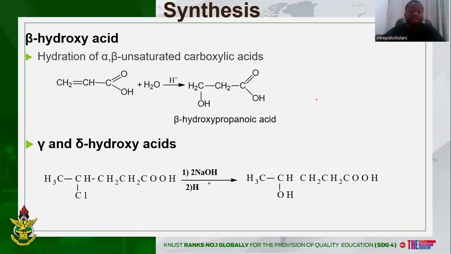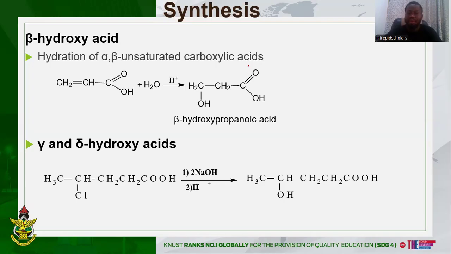Synthesis of beta hydroxy acids. So we are saying we can synthesize beta hydroxy acid by hydration of alpha beta unsaturated carboxylic acid. This is a very simple synthetic pathway, but this is not the major pathway for synthesizing beta hydroxy acid. The major way to synthesize beta hydroxy acid is through the Reformatsky reaction, right? Now, this is a minor way, and I'll explain why it is minor.